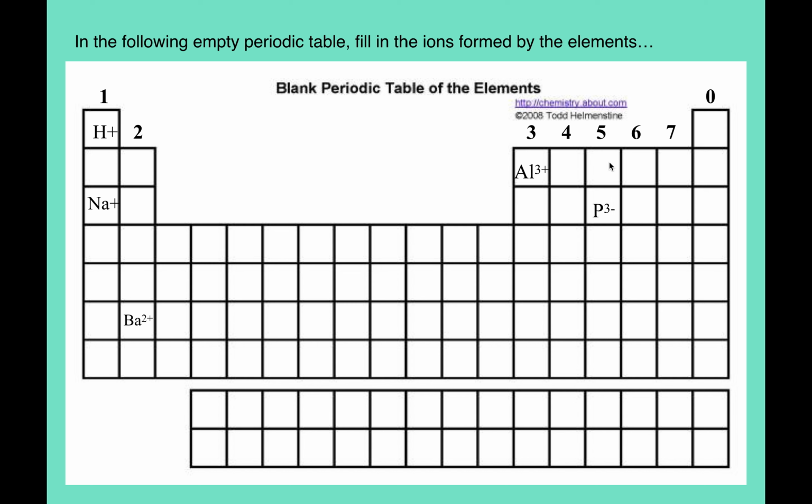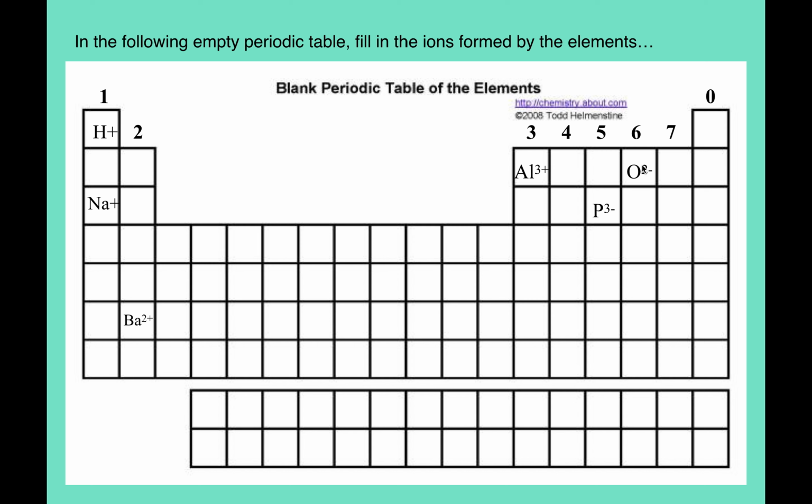In group 5, we've got nitrogen here and we've got phosphorus here, and phosphorus will gain 3 electrons to get a noble gas electronic configuration. So phosphorus, it's got 5 electrons in the outer shell. It gains 1, 2, 3, and it achieves the noble gas electronic configuration of argon, P3-.